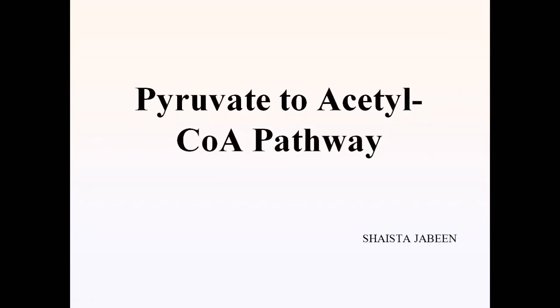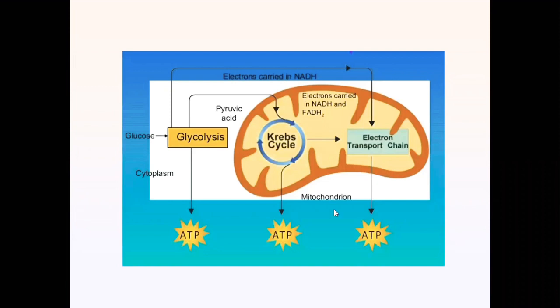Study about the pyruvate to acetyl-CoA pathway from the chapter of Metabolism of Carbohydrates. This pyruvate to acetyl-CoA pathway is the pathway that links the glycolysis to the Krebs cycle. This is an intermediate pathway between the glycolysis and Krebs cycle.